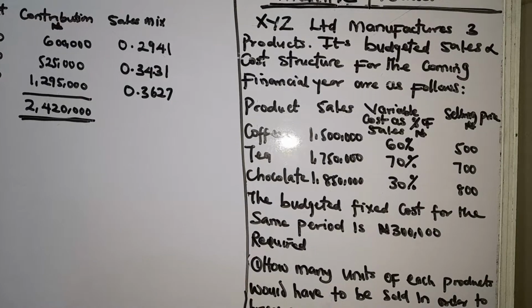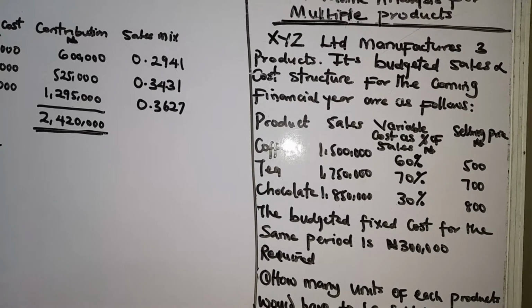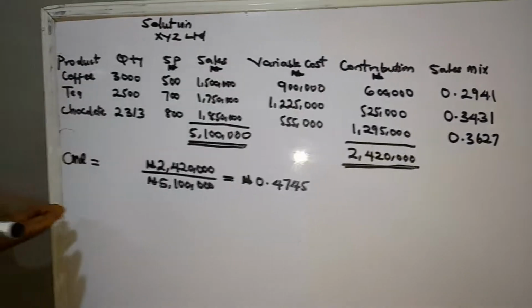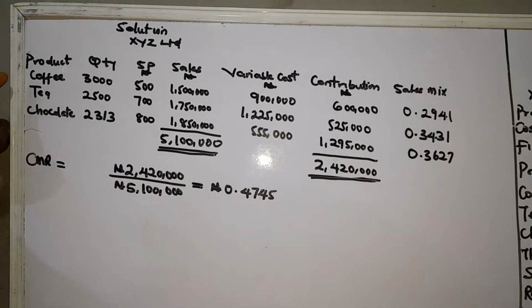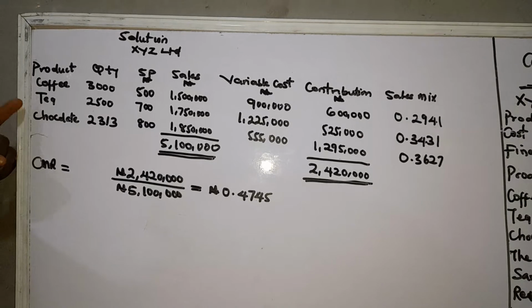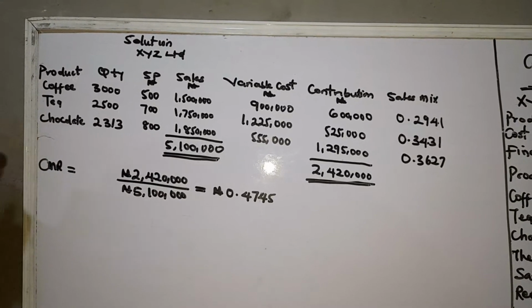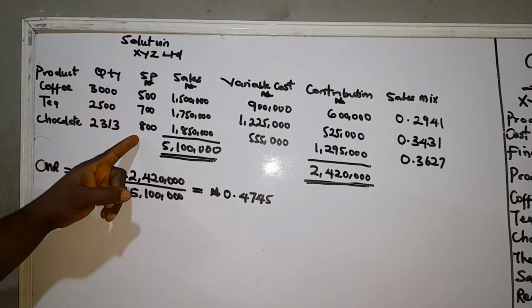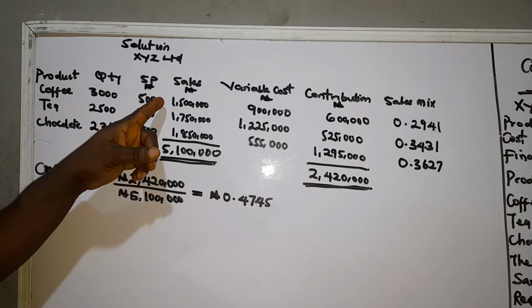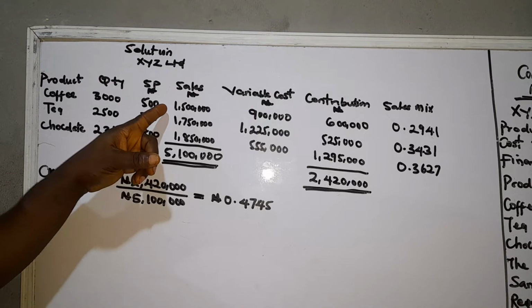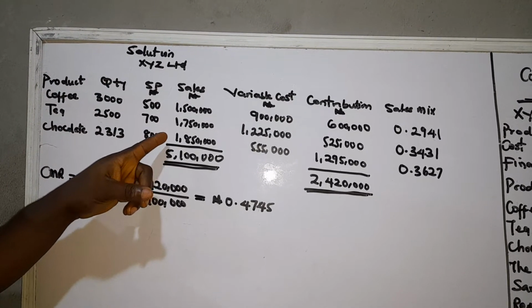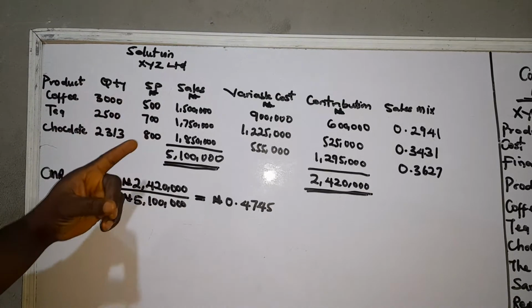What you just need to do is to extract the information and prepare what? A table. Look at the table on the board. The table is like this. The products: I have coffee, tea, chocolate. Examiner gave us a selling price of 500, 700 and what? 800. It gave us the sales value as 1,500,000, 1,750,000 and 1,850,000 for coffee, tea and chocolate.